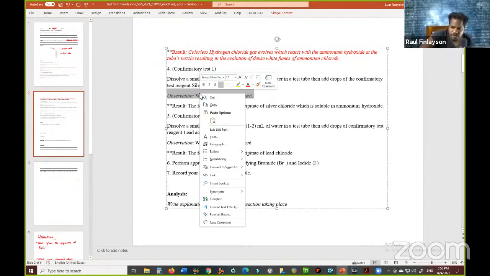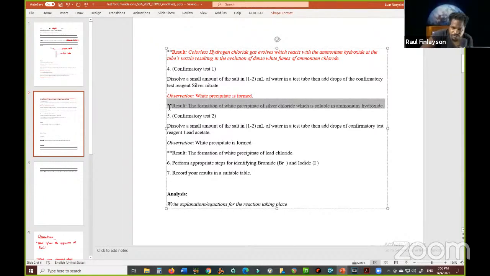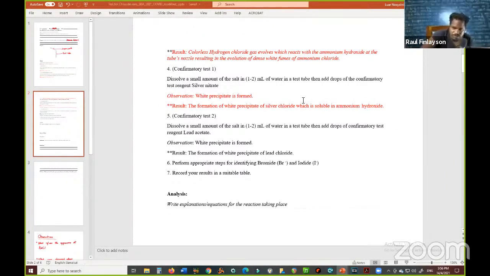So the key thing here is that you're getting marks for the analysis part of this lab. You're getting marks for the correct formulas here. Correct formulas for each of these things that we have here in Word. So ammonium chloride should be written in terms of the formula. Silver nitrate, the same thing. Hydrogen chloride, all those formulas need to be correct. And we didn't do number 5. The confirmatory test number 2 was to write the reaction here between salt solution and lead acetate.